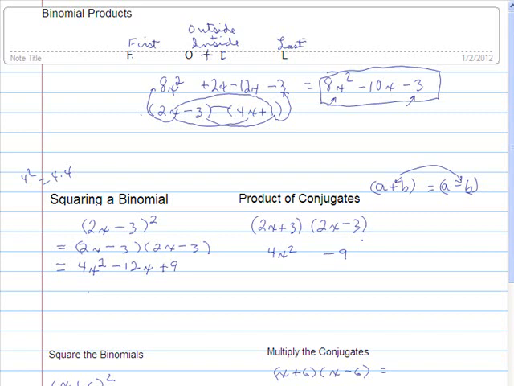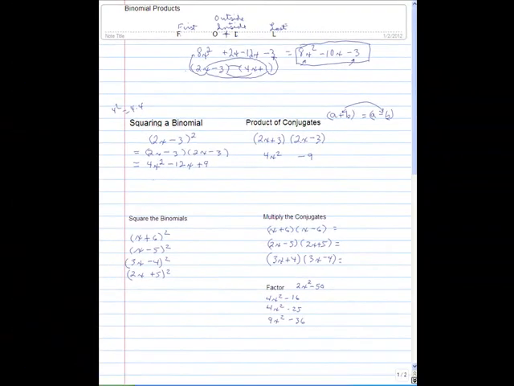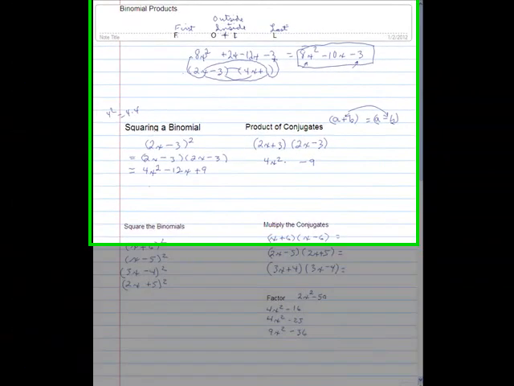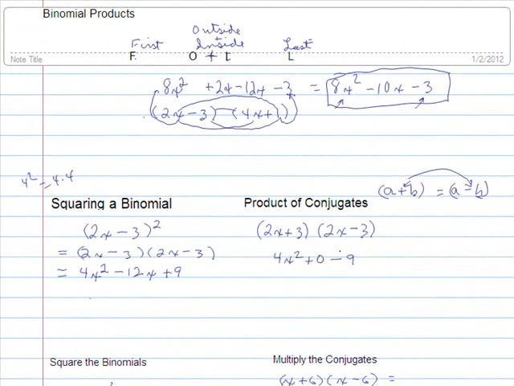And now what about your center terms? Well, they're almost the same. 3 times 2x again is 6x. 2x times 3 is 6x, but this is 2x times negative 3. So what we get is for the inside product positive 6x, for the outside product negative 6x, and when we add them together we get 0. So we don't get a center term, all we have is 4x squared minus 9.